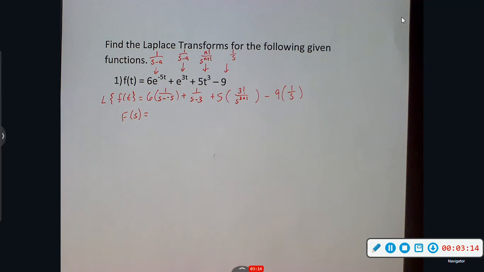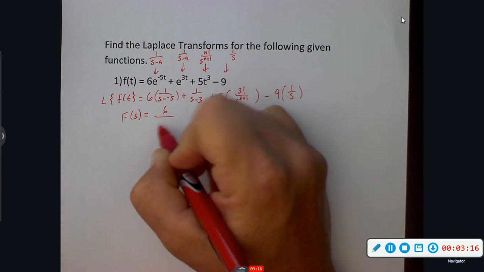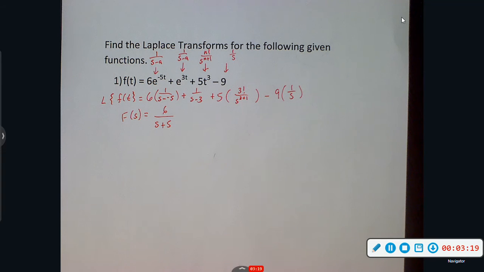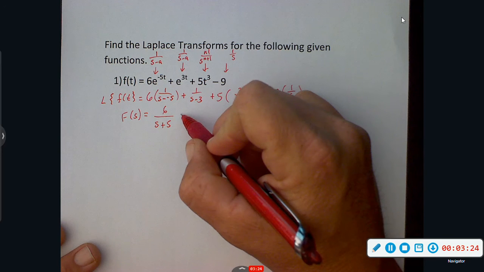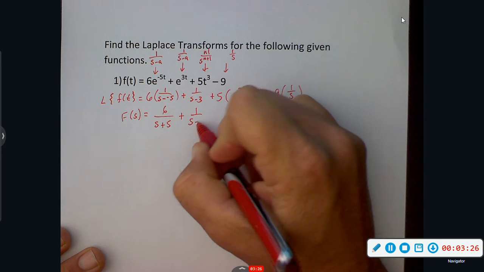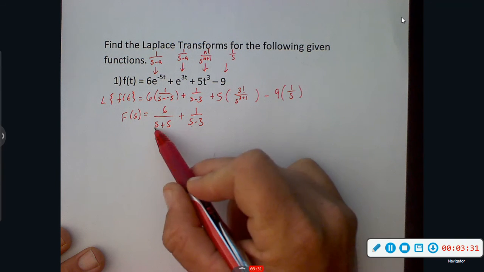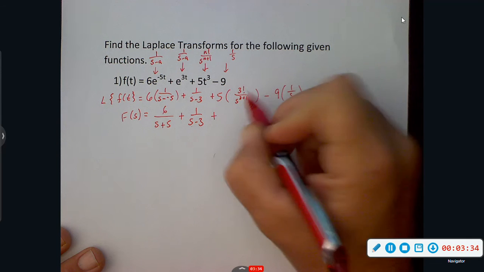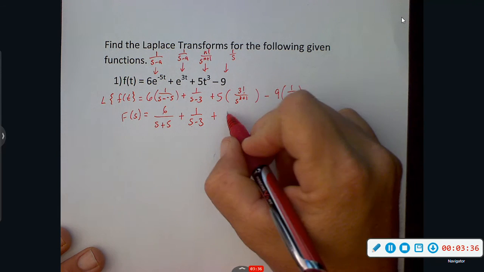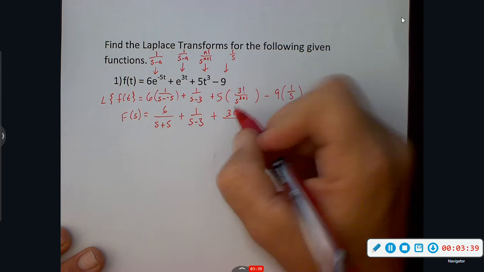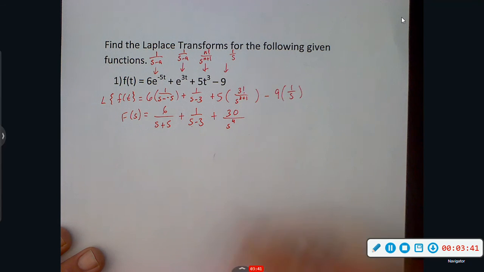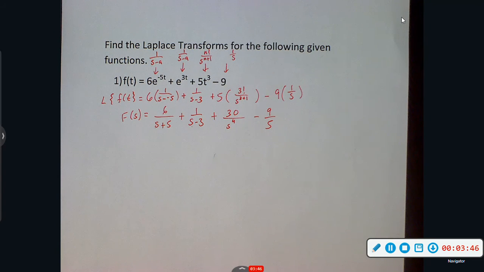So cleaning some of this up, maybe we could write this as 6 over s plus 5, plus 1 over s minus 3. Sorry, those s's look like 5. This is an s. This is an s. Plus, well, this would be, what, 3 times 2 is 6. We'd have 30 on top if we really wanted to, and then s to the 4th power, minus 9 over s. So we transformed that function to a Laplace transform. Pretty neat. Let's move on to number 2.